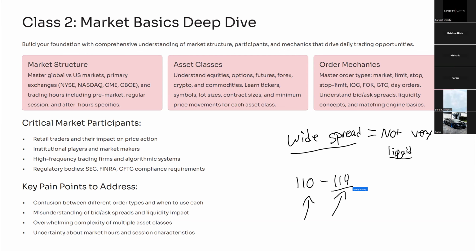Okay. That means that if somebody was to buy this at the bid, they would already be up $4 more than I would. The problem this creates is when you start buying a lot of shares, this is just $4 here. But if you multiply this by 100, now we're losing $400. Do you guys see that? This is why we don't trade wide spreads because they're not very liquid.